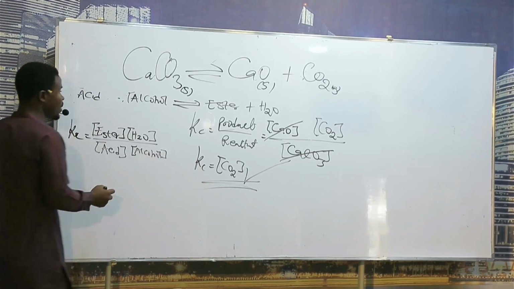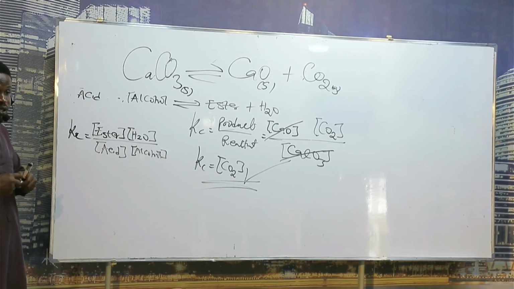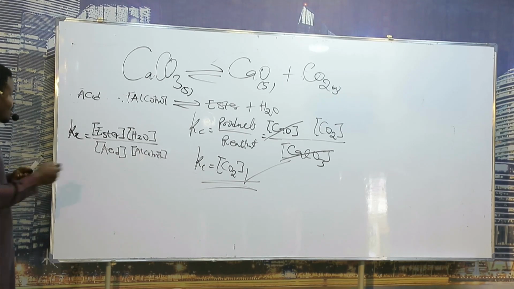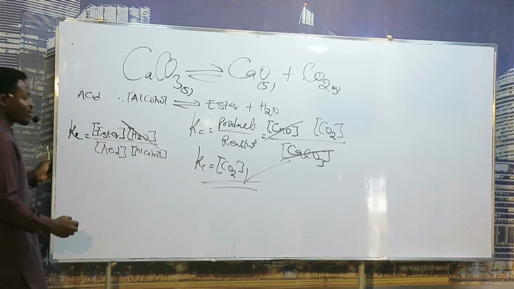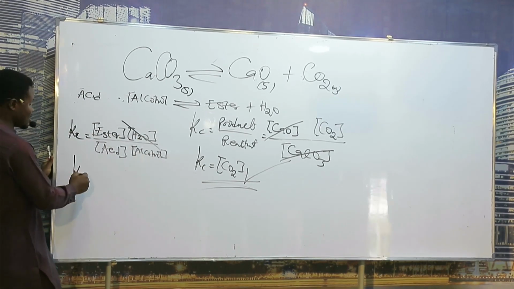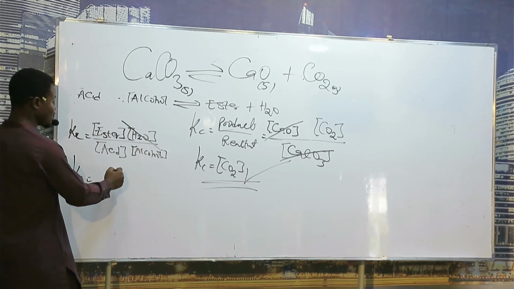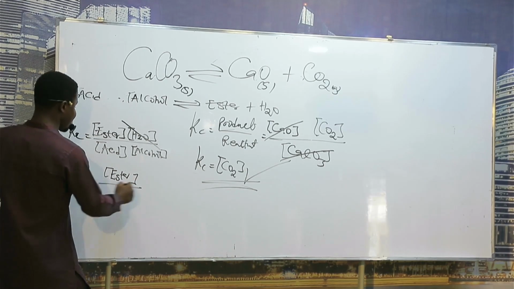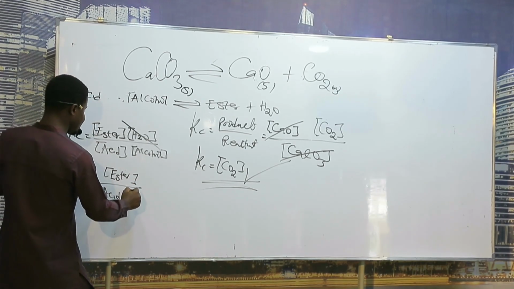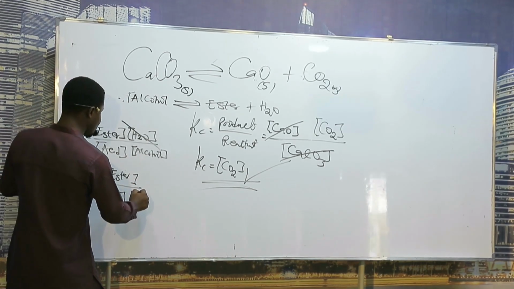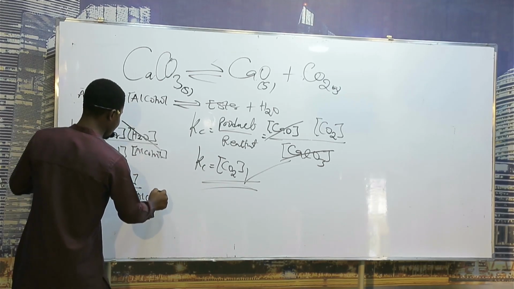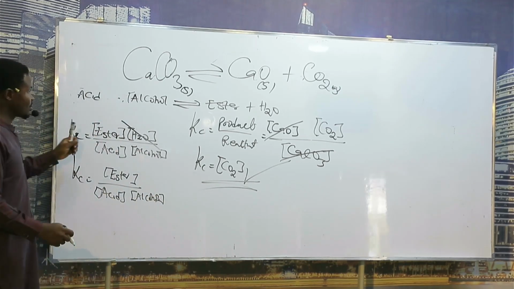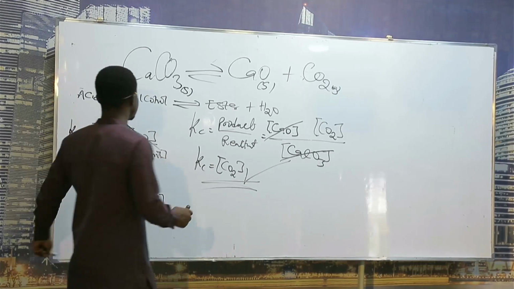Alcohol. Now remember, pure liquid is said to be unity. And water is a pure liquid. So I'll remove water. So the Kc value for esterification is ester over acid times alcohol.